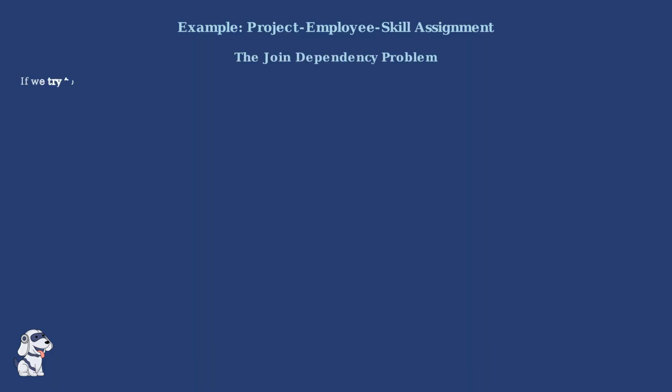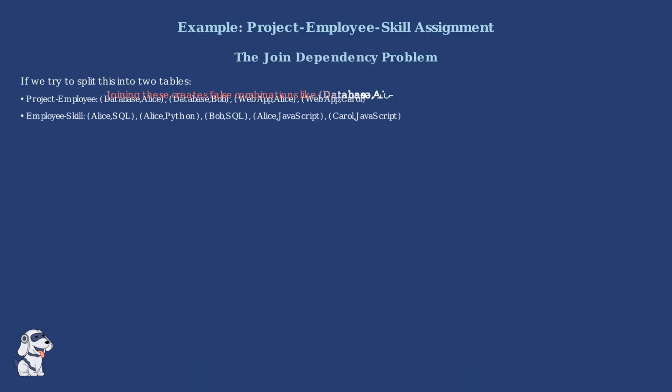The problem becomes clear when we try to decompose this table. If we split it into just 2 tables, one for project-employee relationships and another for employee-skill relationships, we lose critical information. When we join these 2 tables back together, we get false combinations that weren't in the original data, such as Alice having JavaScript skills on the database project.